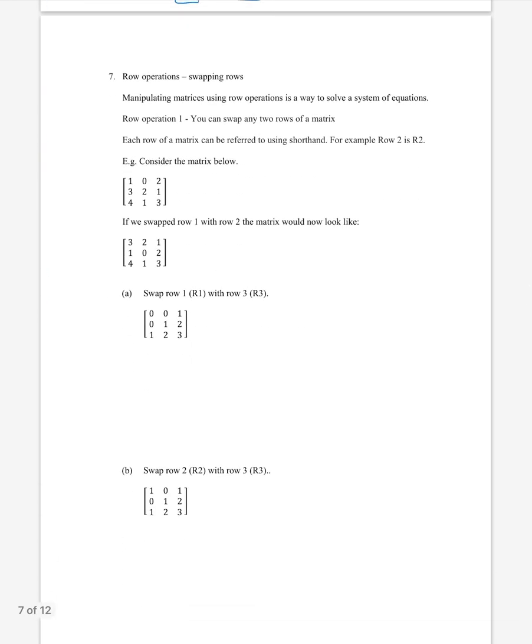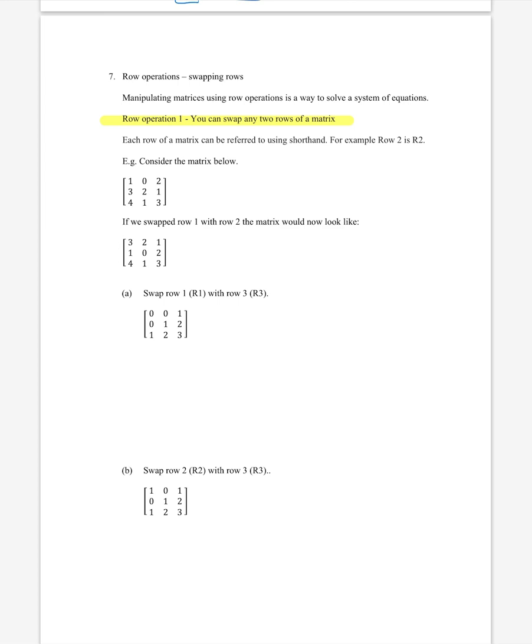Okay, question 7, row operations. So if we're wanting to solve a system of equations, we can use row operations, and there are 3 of them, to be able to manipulate a matrix. So it's basically reorganizing the matrix in order to solve it. We're going to look at the first of those 3 rules, and the first way that you can change a matrix is by swapping the rows of a matrix.